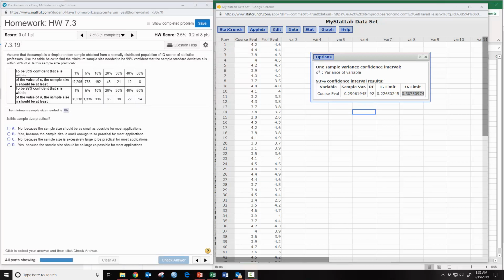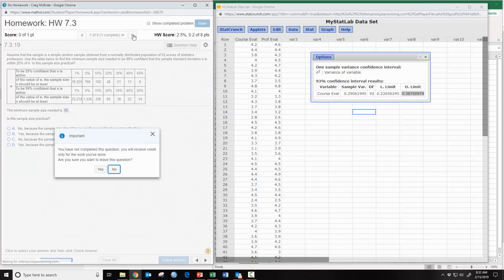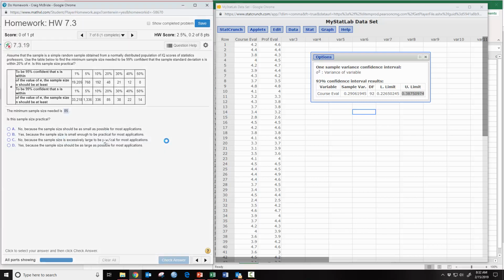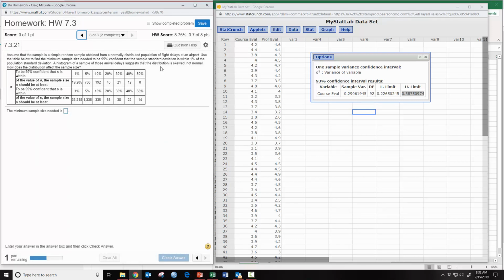I mean, except for this one. I mean, 7, you're literally just looking at a table. If you want to be 99% confident, it's this row. 20%, right, is what you want to be within, so your answer is 85. Okay, let's move on. Same question, and that's it. That's it for 7.3.